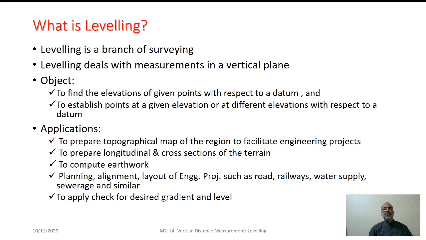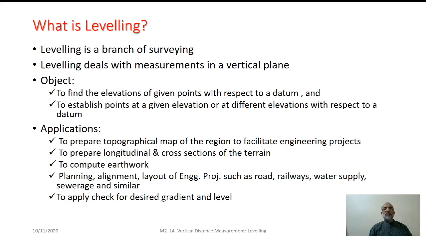In the similar way, we can treat that this leveling is a branch of surveying which simply deals with measurements in vertical plane. So the basic objective is to find the elevations of the given point with respect to the datum, as well as to establish certain points at a given elevation or at different elevations with respect to datum.